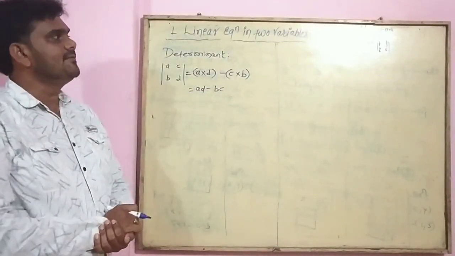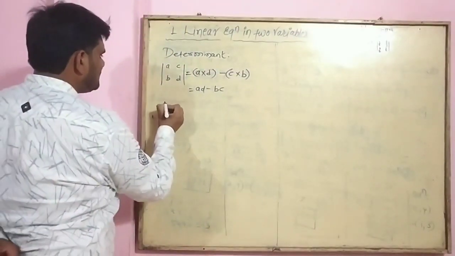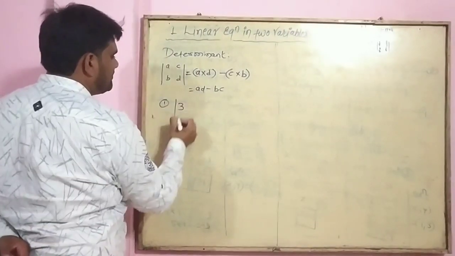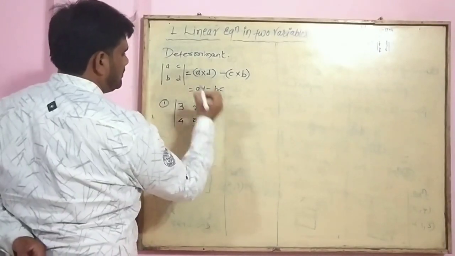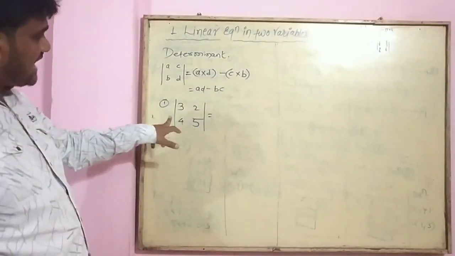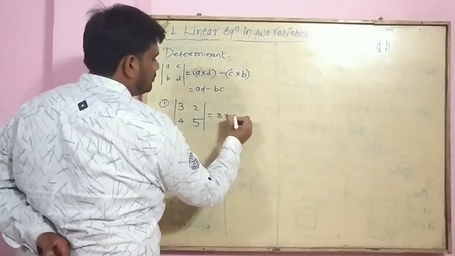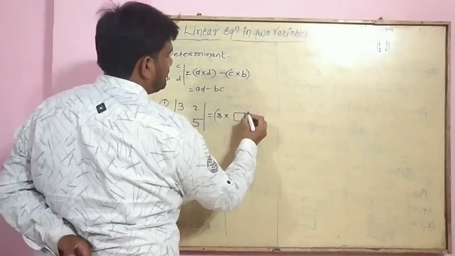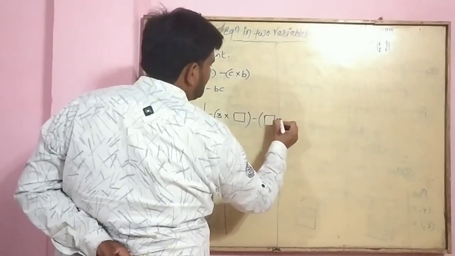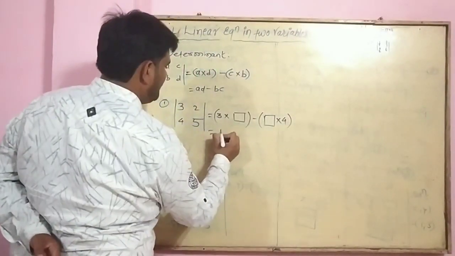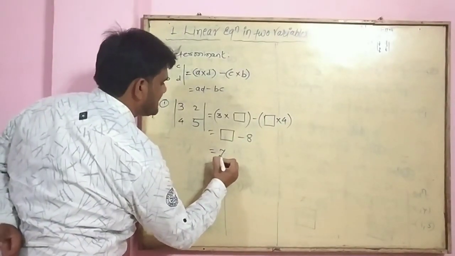So we will see some examples in exercise 1.3, that is number 1, determinant 3, 2, 4, 5. It is given in your exercise in activity form as 3 into this box minus empty box into 4, upon again empty box minus 8 is equal to 7.